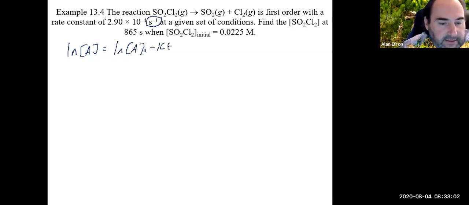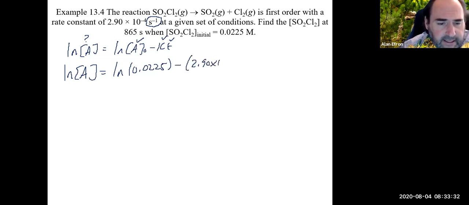So in this particular case, we are given k, we are given time, which is 865 seconds, and we are given the initial concentration. So we are looking for our final concentration here. We really have everything we need to plug into the right-hand side. That would give us the natural log of A equals the natural log of our initial, which was 0.0225, minus our k, which is 2.9 times 10 to the minus 4 reciprocal seconds, and our time, which was 865 seconds.